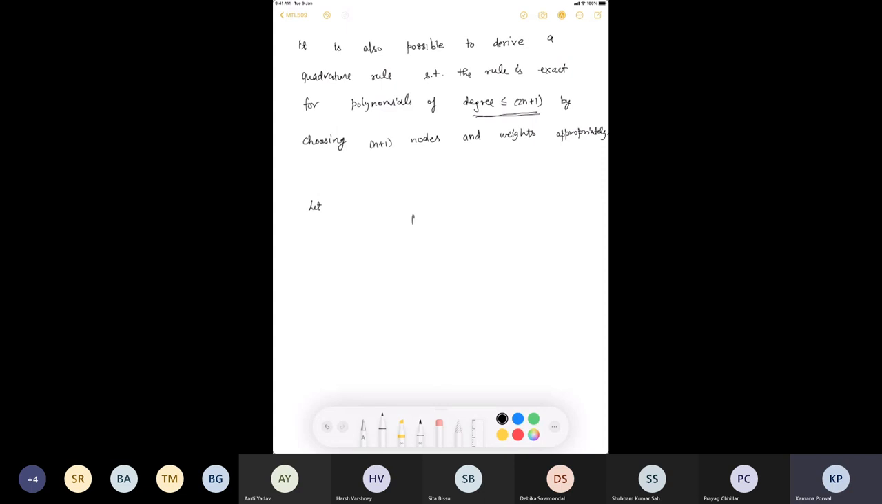So I'm going to consider the integral of the function f, not on any general interval AB. I'm going to take a particular interval, which is minus 1 to 1. Okay, and I'm going to explain the things for this interval, and then we will see how we can use these ideas to derive the formulas for the general interval AB. Okay, so what are we interested in? We are interested in finding the approximate value of this integral, which is going to be of this form.